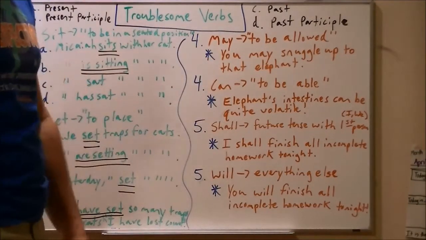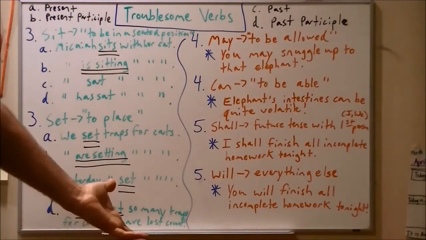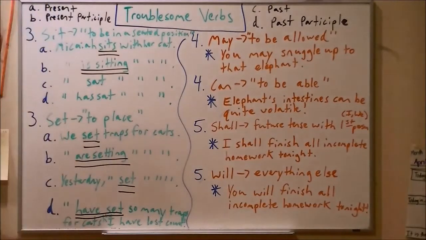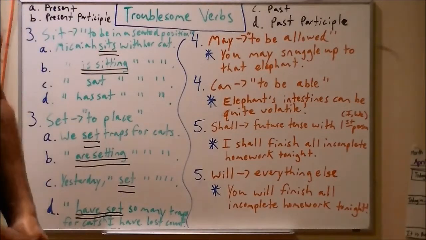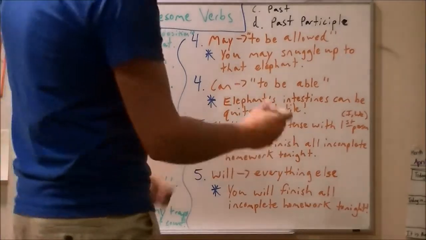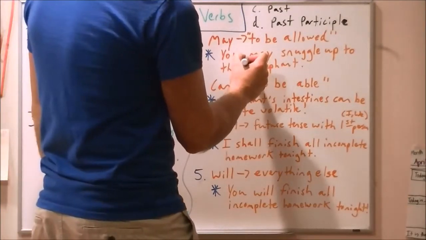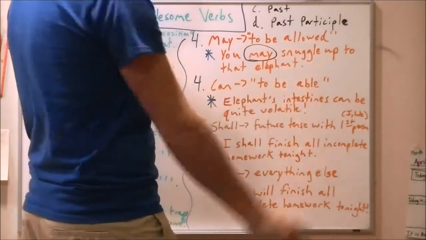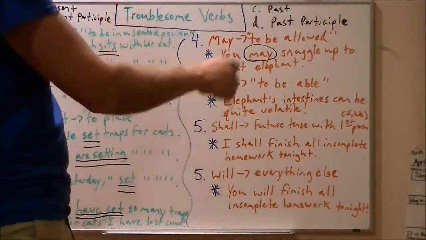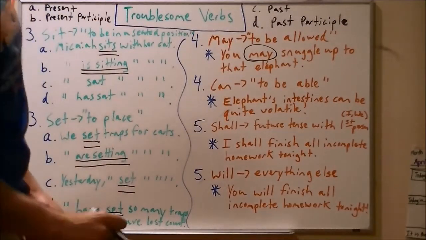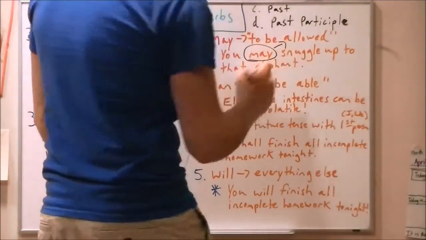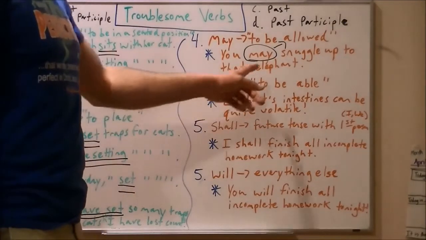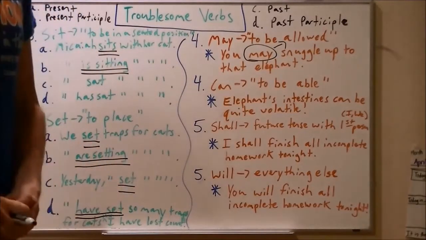A sentence for may. If we're at the zoo on a field trip, I could tell you, you may snuggle up to that elephant. I wouldn't recommend that, but you may. That means I will allow you to do such a thing. Okay, I'm not just going to underline that because snuggle would also be part of the verb. I'm just going to circle here. You may, because what's meant by that is I am allowing you to snuggle up against an elephant. Now, can, to be able, I wouldn't recommend you doing so, and here's why.